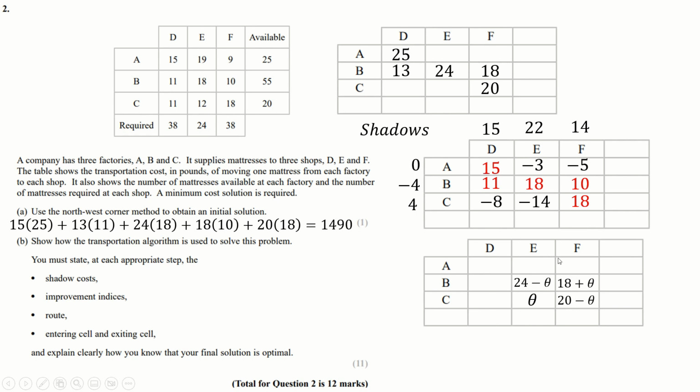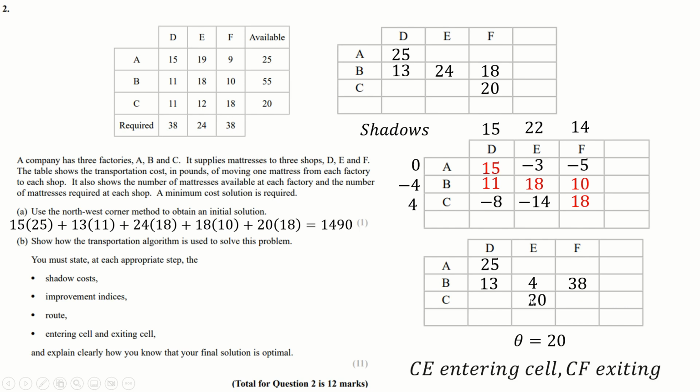And now I think the rows and the columns both all cancel out, so these two numbers can just stay as we had them before. What we want to do is make theta the biggest we can to keep everything positive, because we can't transport a negative amount of things. So let's make theta 20. That'll make CF the exiting cell, and CE the entering cell with these numbers here.